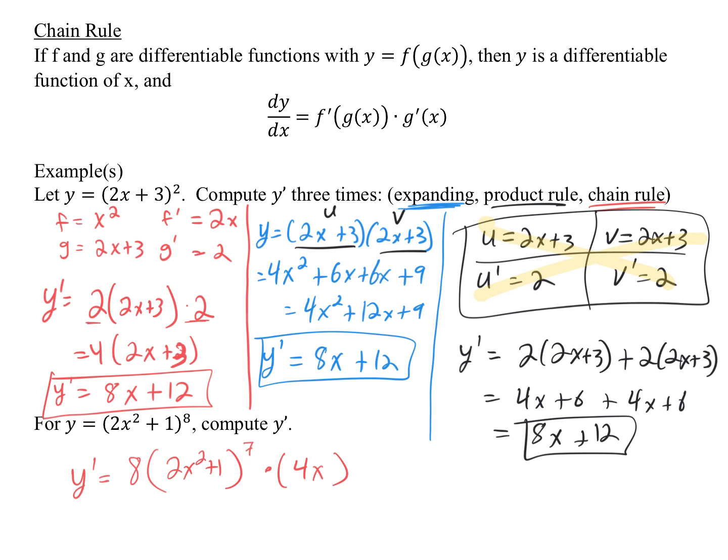Now, we would like to simplify it. There's not a lot of simplifying we can do, but you can definitely say that 8 times 4 is 32, and then write this in the following manner. Y prime is equal to 32x times 2x squared plus 1 raised up to the 7th. So this process was very efficient, and it would have been insanity to write this out 8 times when we have this really easy option.